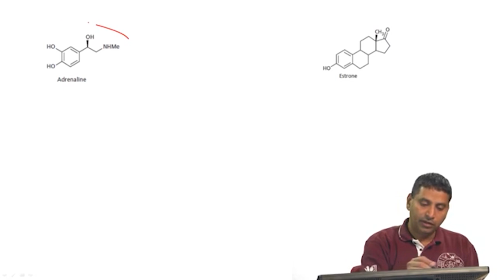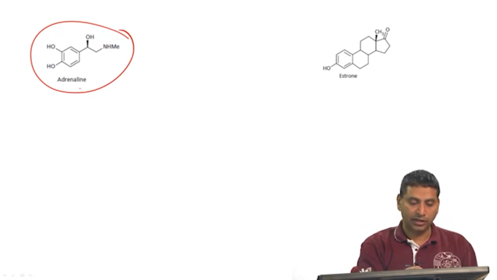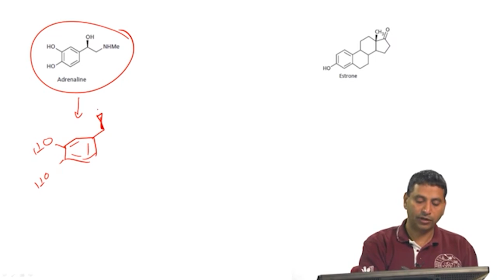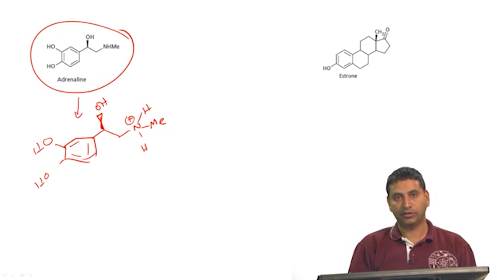So, adrenaline, as shown here, is more likely to be protonated, and it would have a structure like this, where you have two hydroxyl groups and you have this aliphatic hydroxyl group, and you have NHMe, which is perhaps going to be protonated, and you will have a positively charged species.